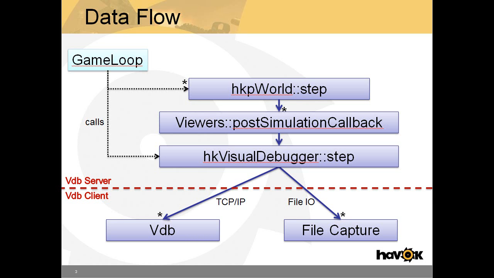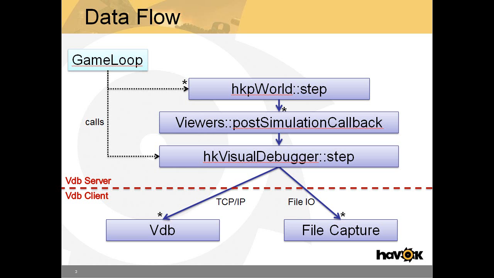So how does data actually flow from your game to the VDB? First, your game steps the physics world. Physics processes, which have been created on the game side as a result of enabling them in the VDB, will have added themselves as listeners to the physics world. This allows them to take action when various physics events occur. Most importantly, they will usually use the post-simulation callback to push data from the physics world into a buffer which gets sent to any listening VDB clients.